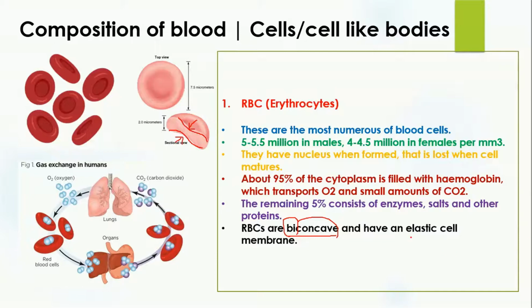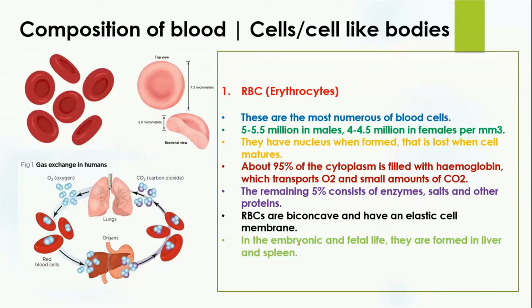Along with this, they have an elastic cell membrane. This cell membrane is elastic, and this elasticity helps the red blood cells to carry the maximum amount of oxygen bound with the hemoglobin. If we talk about the production or synthesis of red blood cells in the embryonic or fetal life, it means when the baby is inside the womb of their mother. At that point the red blood cells are formed in the liver and spleen of the baby.